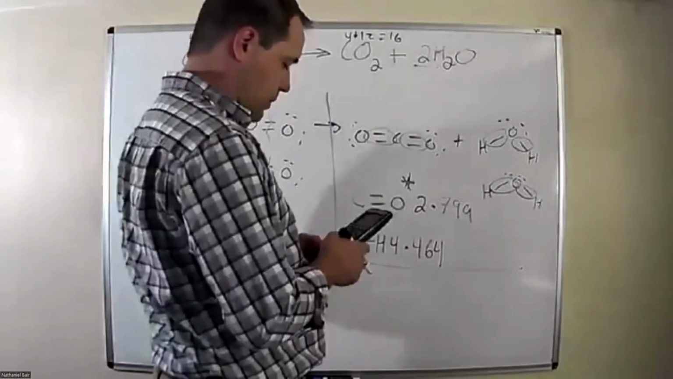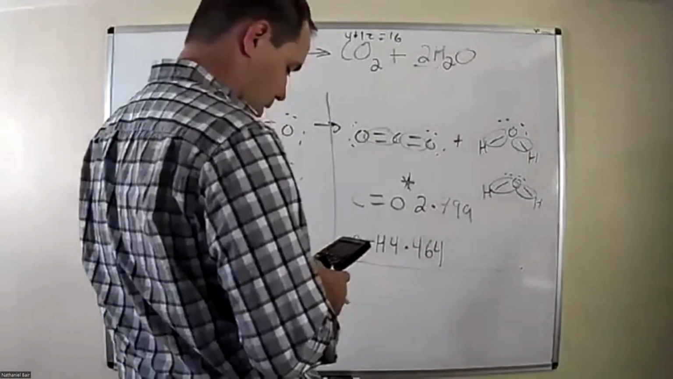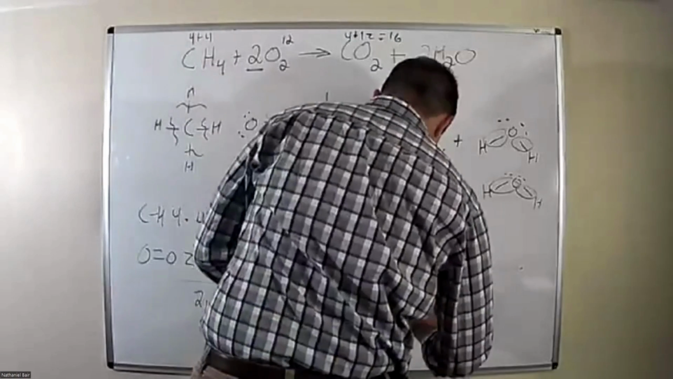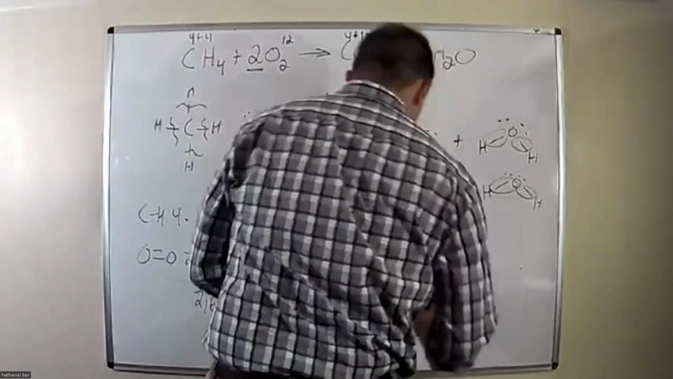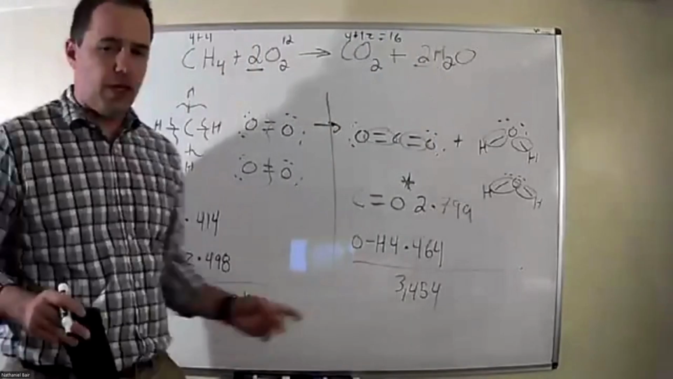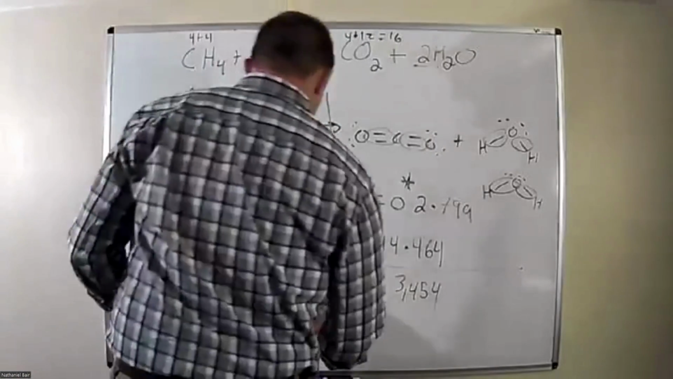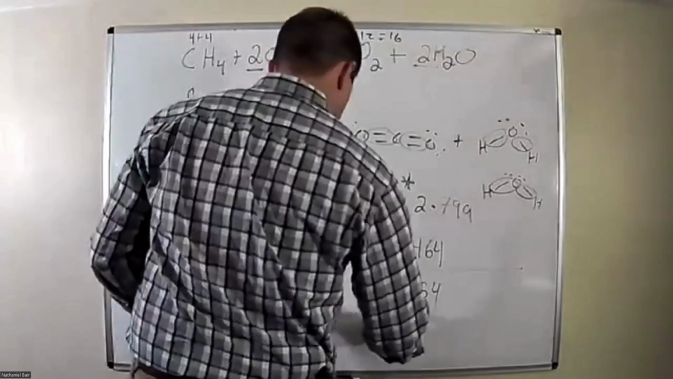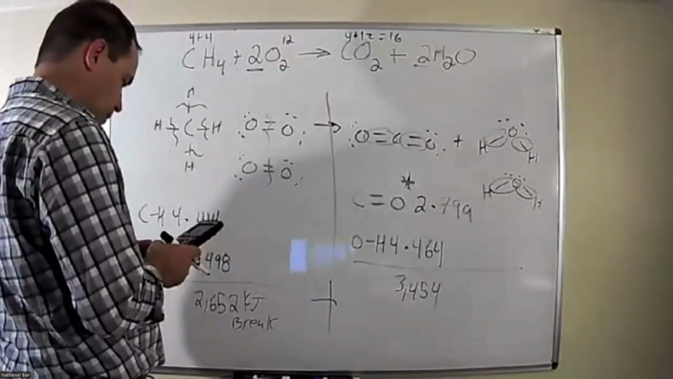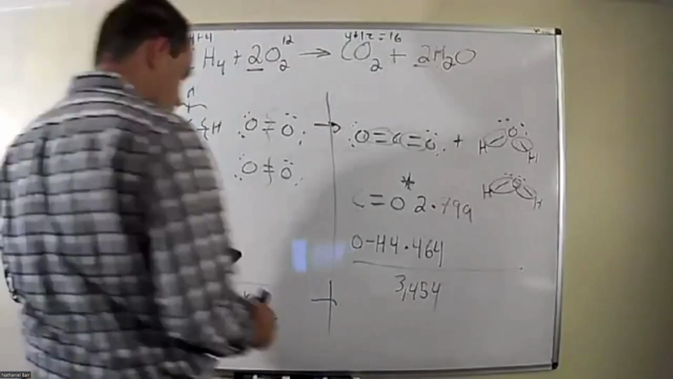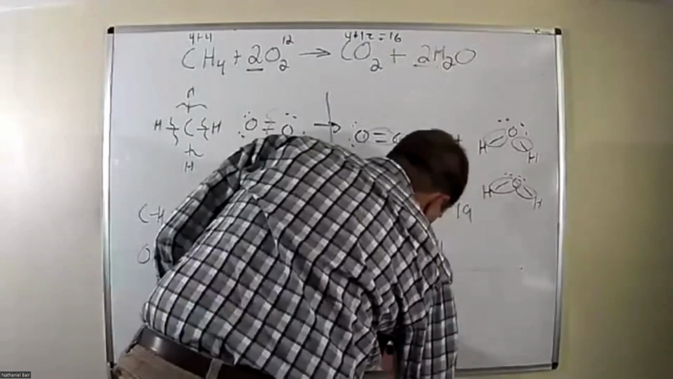How much do we get back when we make this? 2 times 799 plus 4 times 464. We get back 3,454. Again, it's going to be exothermic. We're getting more energy out than we put in. Let's subtract 2,652 minus 3,454. And we get a negative 802.